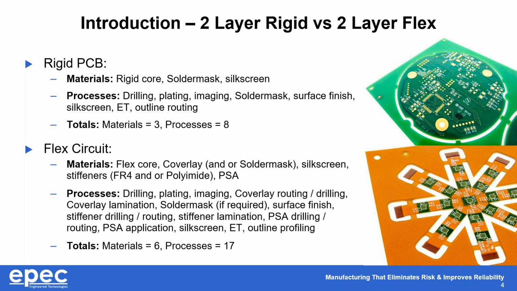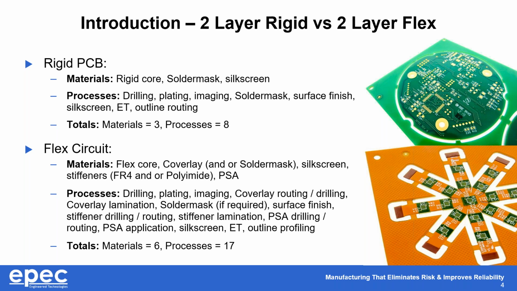Now, comparing that to a two-layer flex, you're going to have your flex core with the copper, you're going to have coverlay as opposed to solder mask, although in some designs you may actually have both. The silk screen, very common to have stiffeners, be them either made out of FR4 and or polyimide. In some cases, you'll have both on a given design. And you may also have a PSA, which is an acronym for a double-sided tape, which you'll use to adhere the flex within your assembly or enclosure.